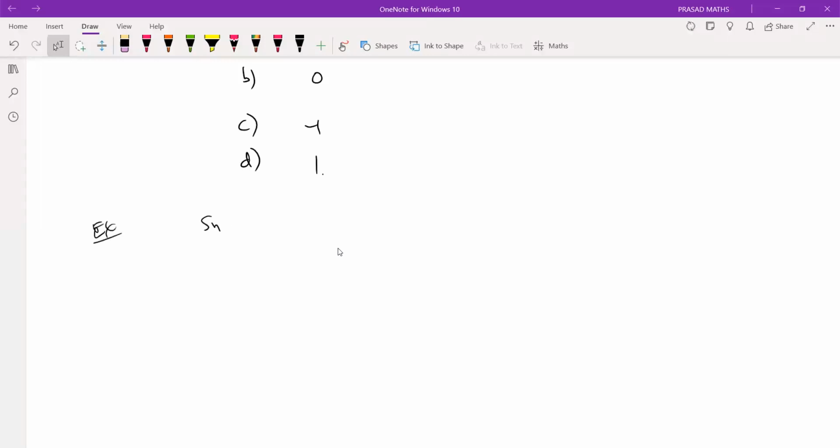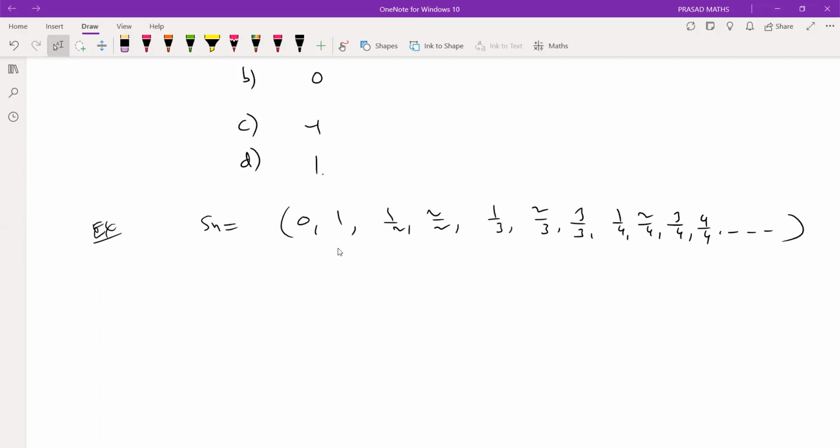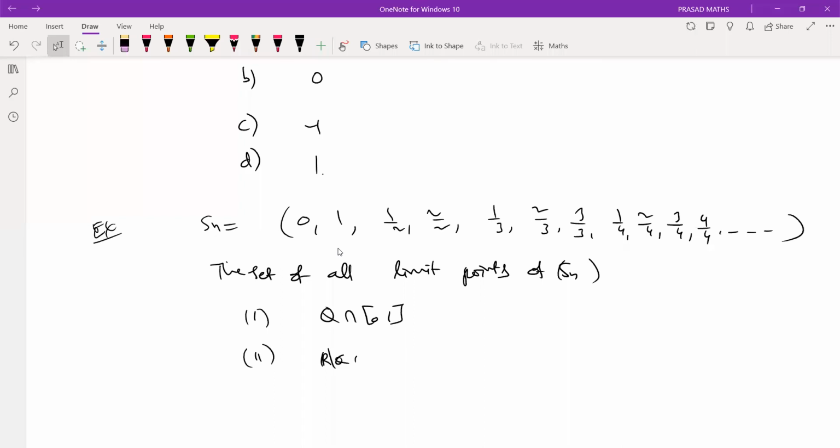Next, Sn is equal to 0, 1, 1 by 2, 2 by 2, 1 by 3, 2 by 3, 3 by 3, 1 by 4, 2 by 4, 3 by 4, 4 by 4. So the set of all limit points of Sn: first one, this is exactly Q intersection with closed 0, 1. Second, R minus Q intersection with closed 0, 1. Answer 3 is open 0, 1. Answer 4 closed 0, 1. This is also an important exercise.